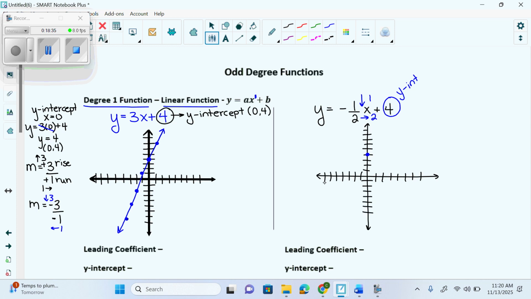I need to go down 1, right 2. Down 1, right 2. Can I go the complete opposite? I could go up 1, left 2, and I'll land on it, because if I put the negative on the 2 and the positive on the 1, it would take me the opposite direction. And when you connect them, you get a straight line.